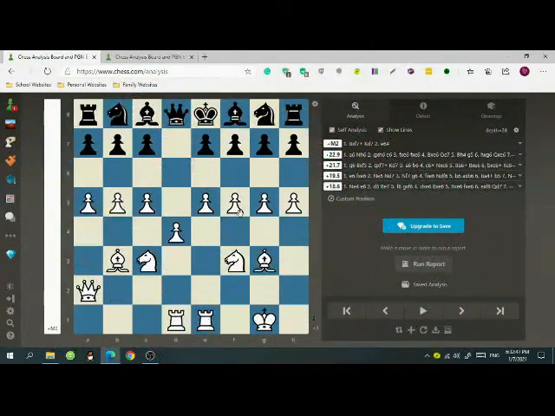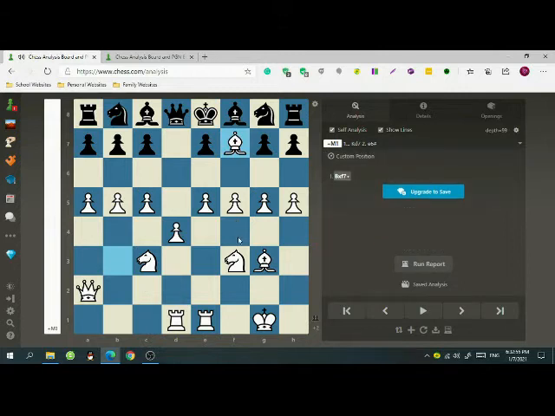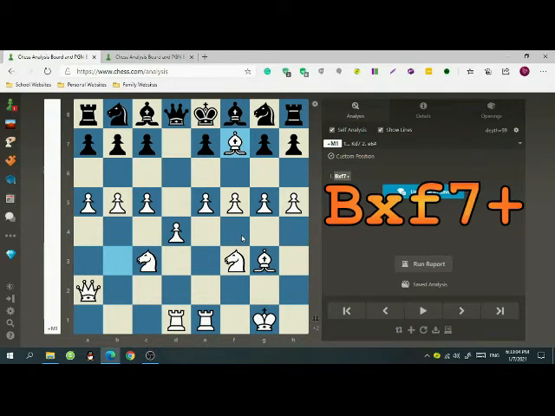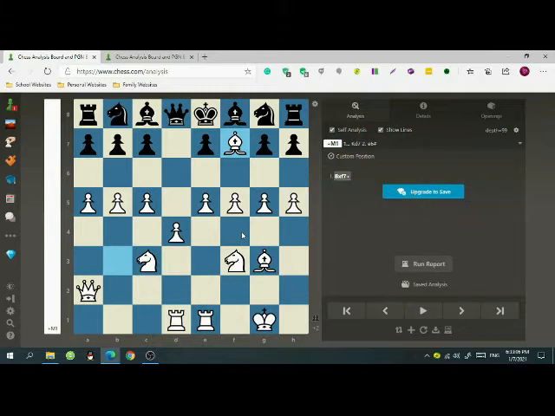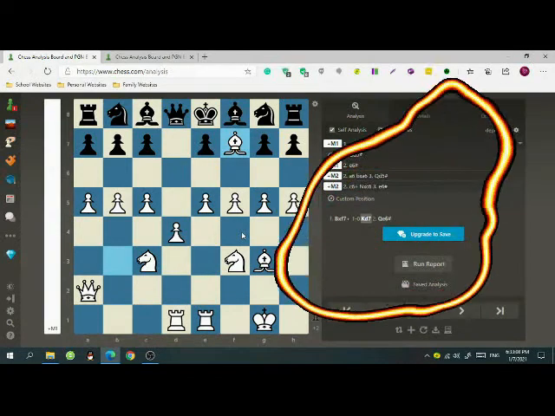Check is represented by a plus sign. The plus sign is added to the end. Here is an example. The bishop took the pawn on f7 and it is also check. So this move would be recorded as Bxf7 plus sign, or check.